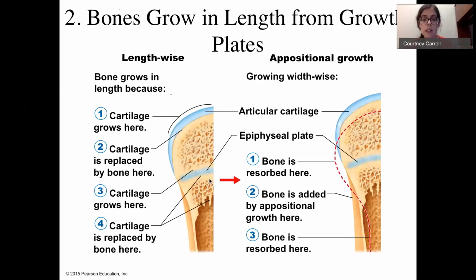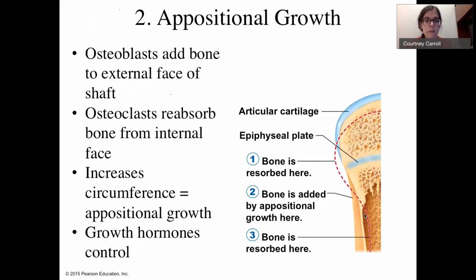When we want to grow widthwise, we're going to do the same sort of thing. We're going to add bone to the outside using our osteoblasts, our builder cells, and a specific kind of cell called osteoclasts are going to take away bone from the inside. So we're going to remove bone on the inside, add it to the outside, and grow the width of our bones. Again, osteoblasts are going to add the bone to the external side. The osteoclasts with the C, think blasts for builders, clasts for chaos producers, break things down. They're going to reabsorb bone from the internal base. And this increases the circumference of our bones and is controlled by growth hormones. We call this process appositional growth.